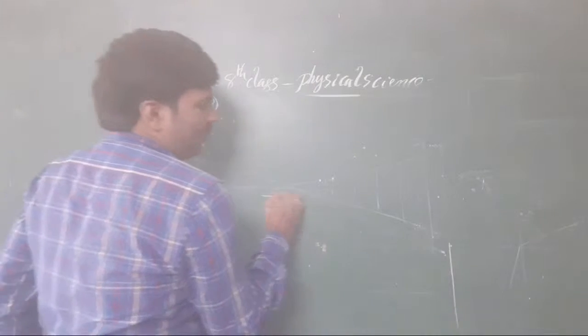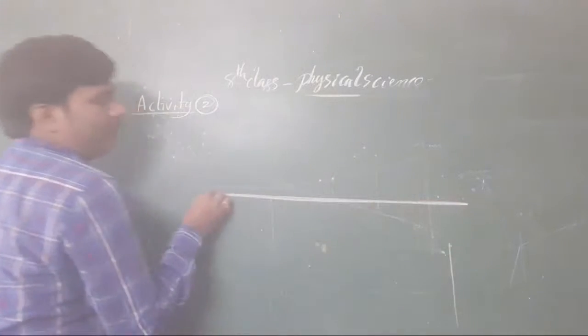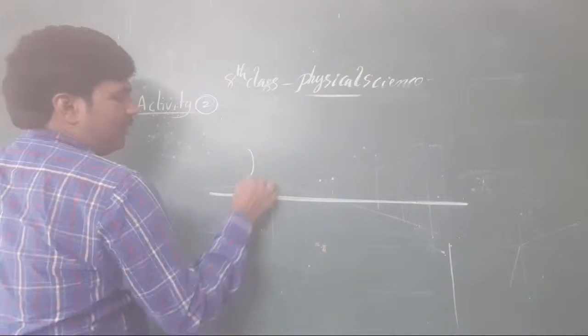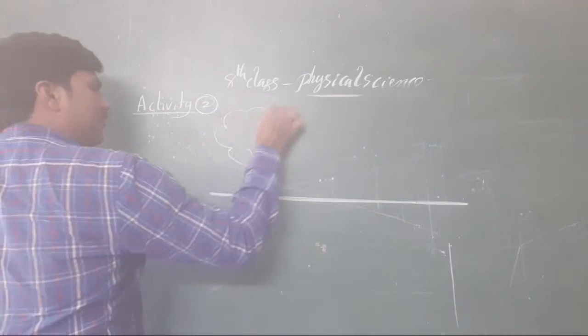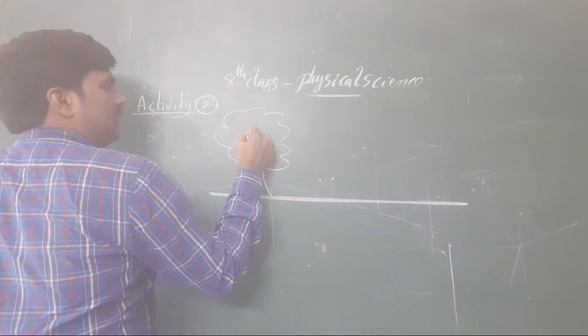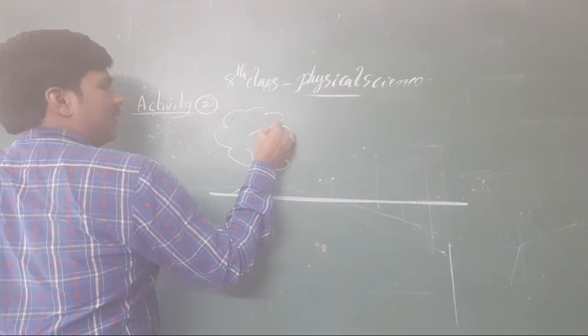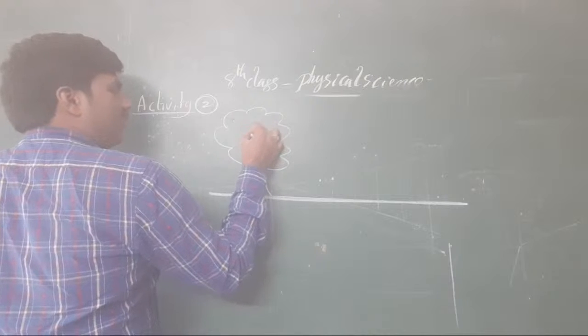We have one tree here. On this particular place, one tree is there. On this tree, there will be one small board. Okay, one crow will be there here.